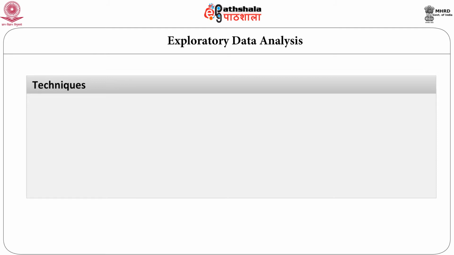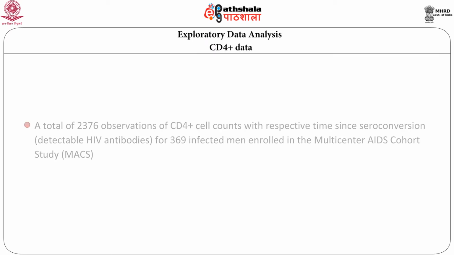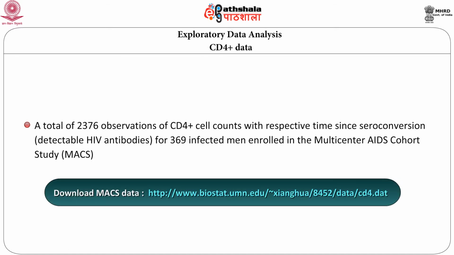Now, there are basically three techniques. The first is scatter plots with smoother. Second is called the spaghetti plot. And the third is techniques for exploring correlation structure. So, just a quick recap, it's a total of 2376 observations of CD4 plus cell counts with time since seroconversion for 369 infected men enrolled in the Multicenter AIDS Cohort Study. And here I have provided a link to download the data, which is available on the internet.